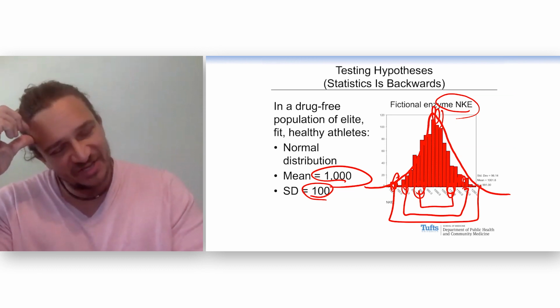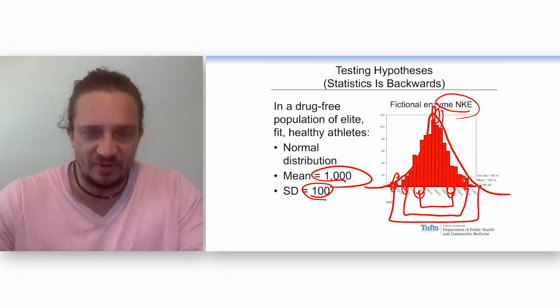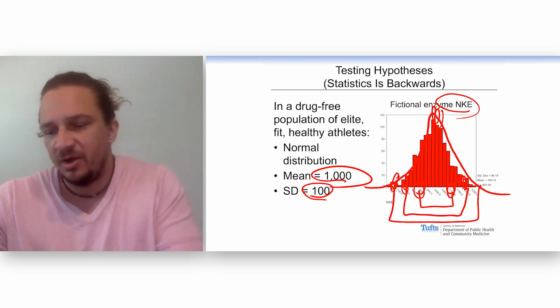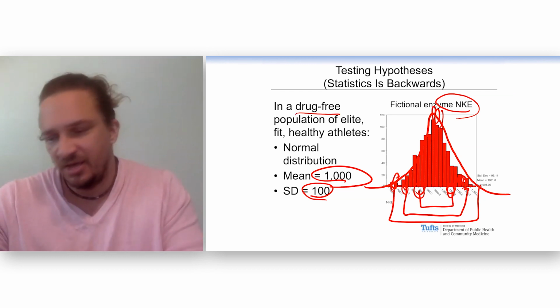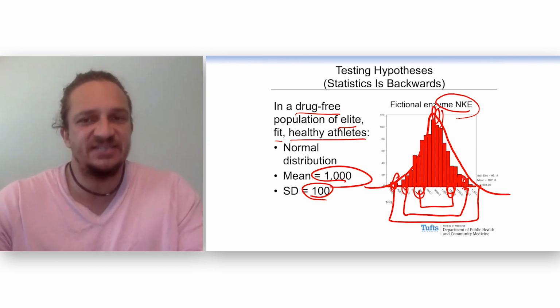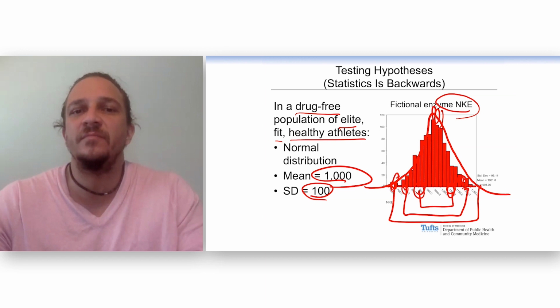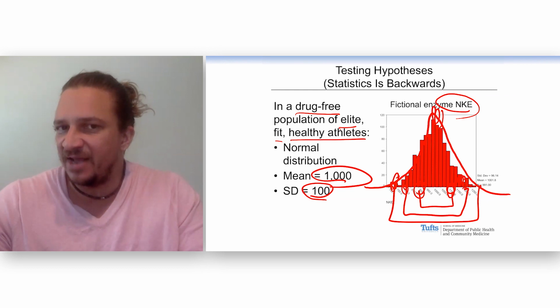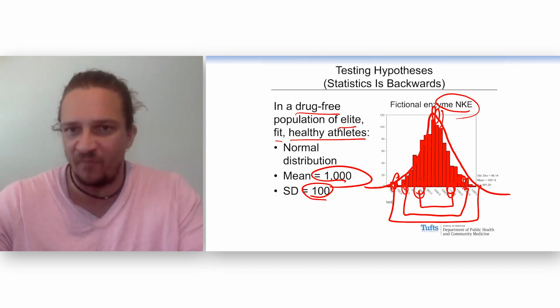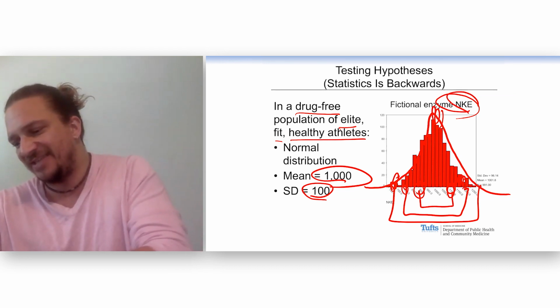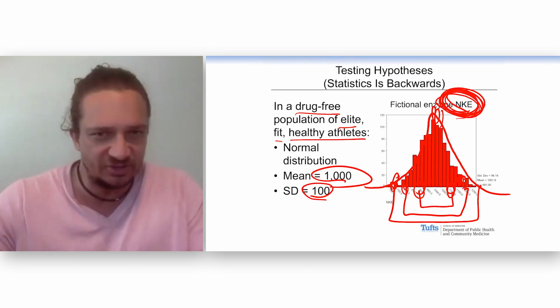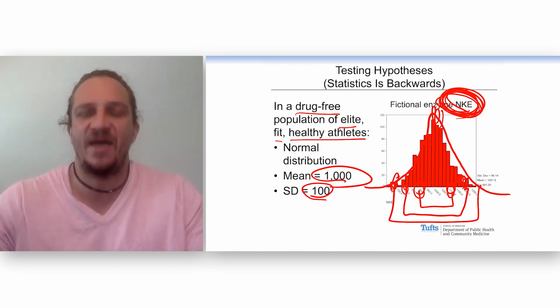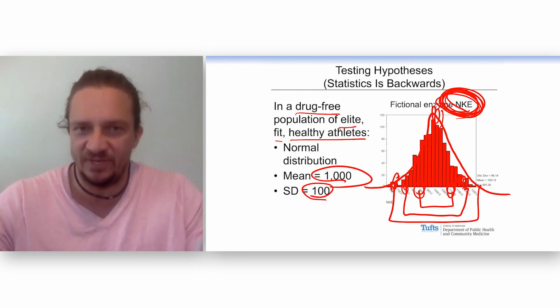So let's imagine that this empirical distribution comes from drug-free, elite, fit, healthy athletes. This is the distribution of this enzyme. All right, now stay with me for a second. If you know one thing about elite athletes, it's that they try to cheat, and they will put anything in their bodies that might help their performance. So let's say word on the street is that NKE will increase your strength or your stamina or your power or what have you. So people are starting to supplement with this thing.